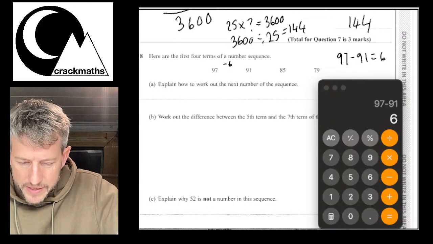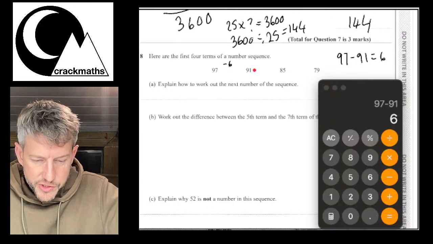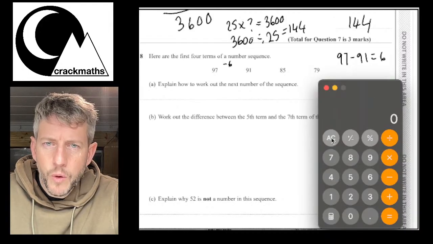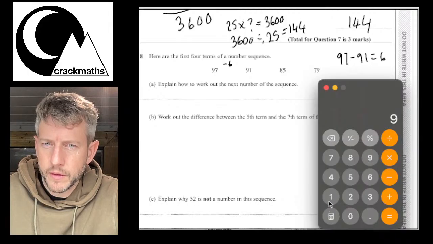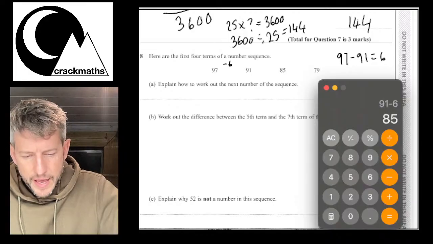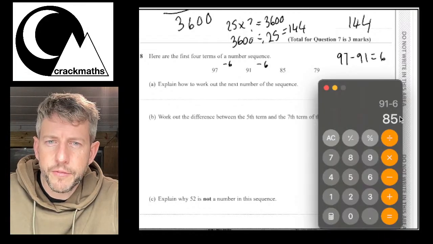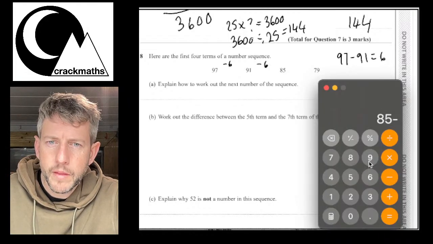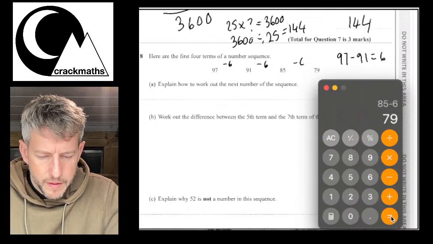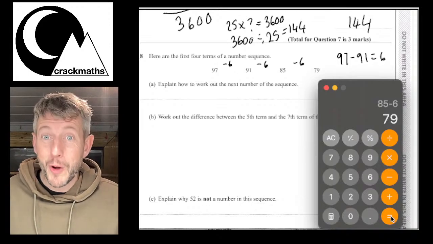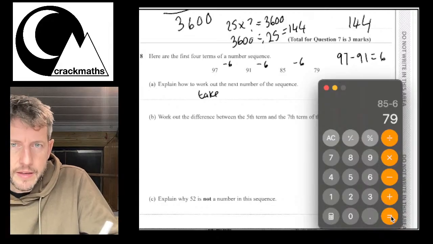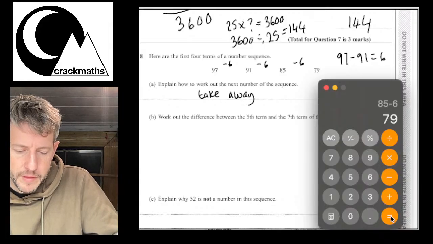So we've taken away 6 here to get from there. Just check, 91 take away 6. Let's see, does that work? 91 take away 6 gives us 85. Yep, so that's right. And let's just try the 85 take away 6. That equals 79. Yep, so we can definitely confirm that the rule for this sequence is that we're taking away 6.